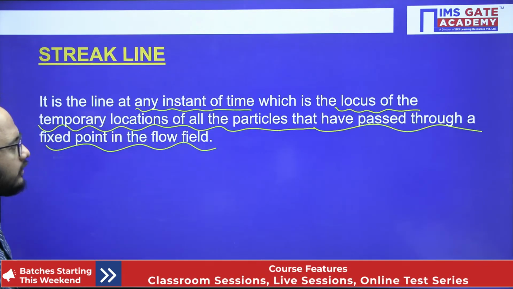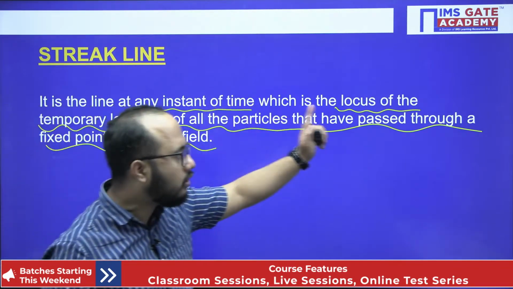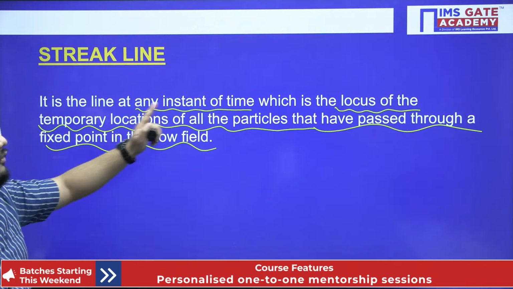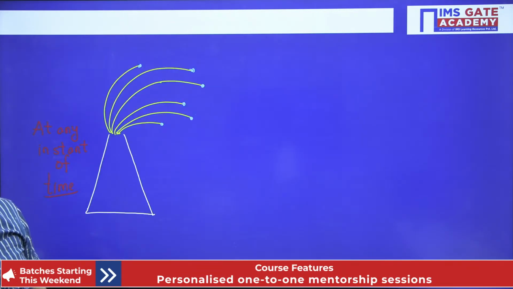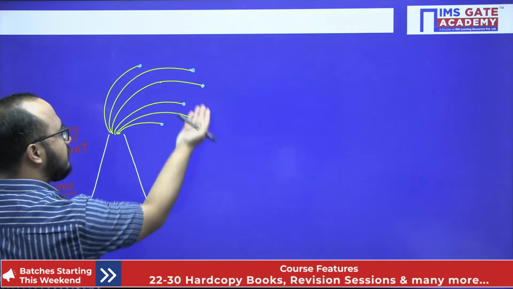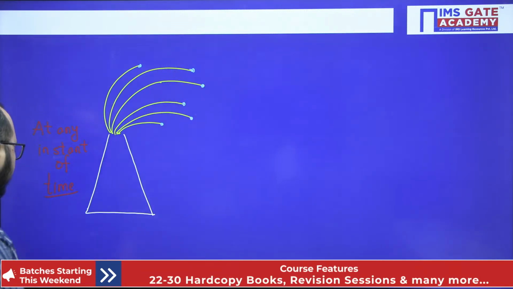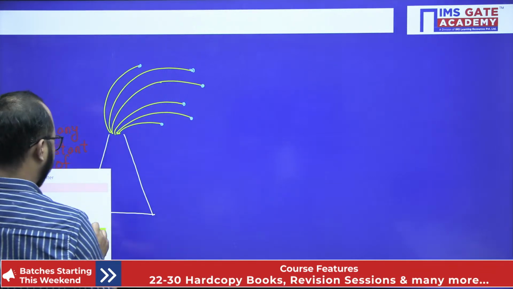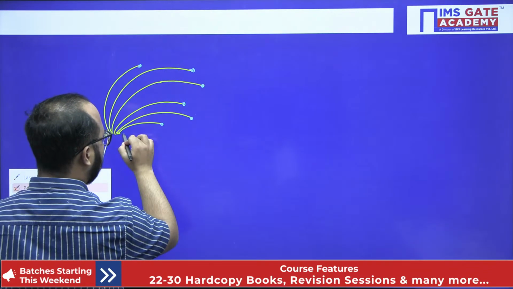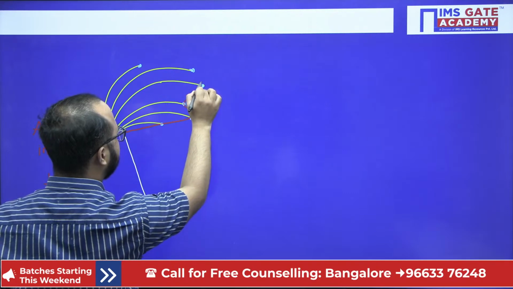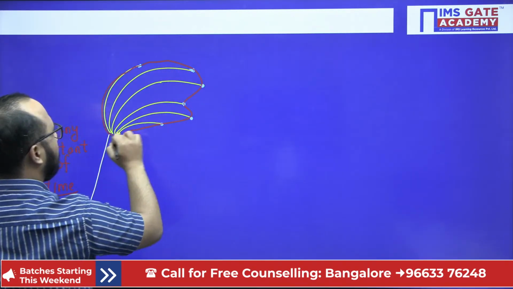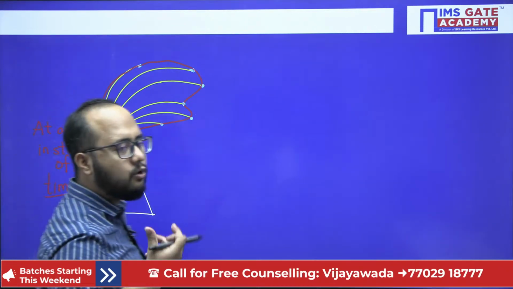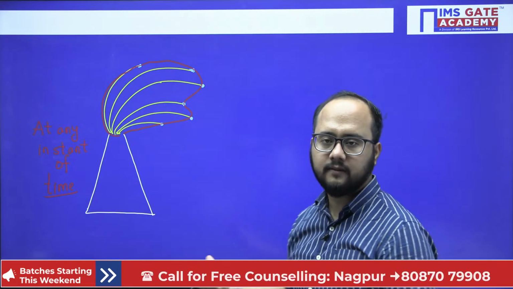Now, according to the definition, what is there? Locus of the temporary location of the particle. So blue dots are what? The temporary locations of the particle only. So what I will do here, I will draw a line connecting these temporary locations. I will just draw the locus of all the temporary locations.